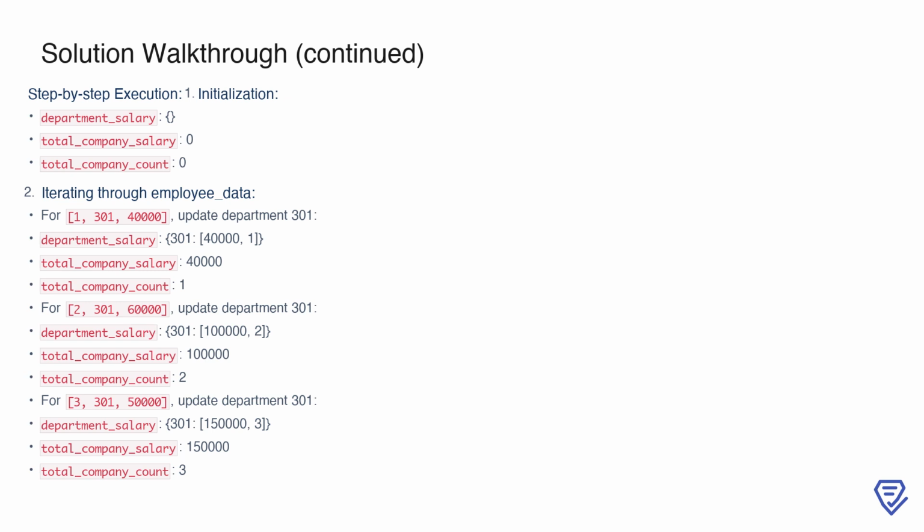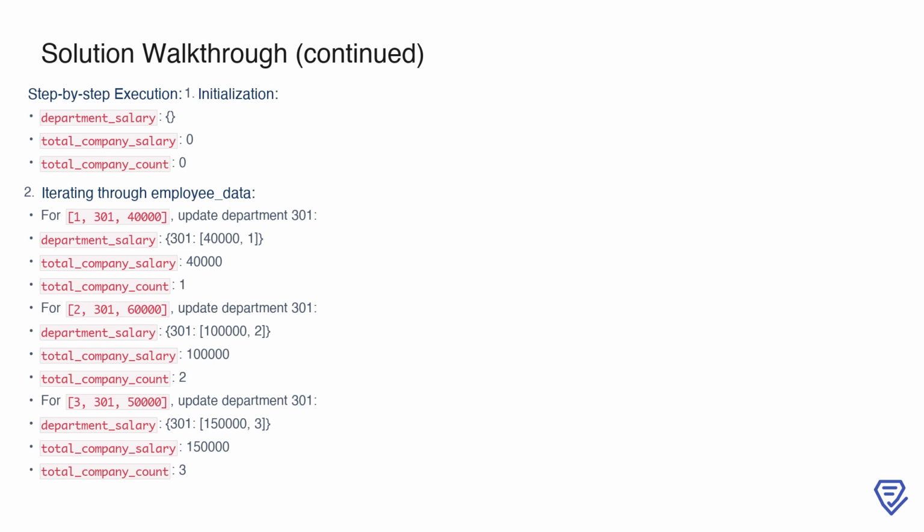Next, 301, 60,000, another employee in Department 301 earns 60,000. We update Department 301's data to a total salary of 100,000 and a count of 2. The company's total salary increases to 100,000, and the count becomes 2.